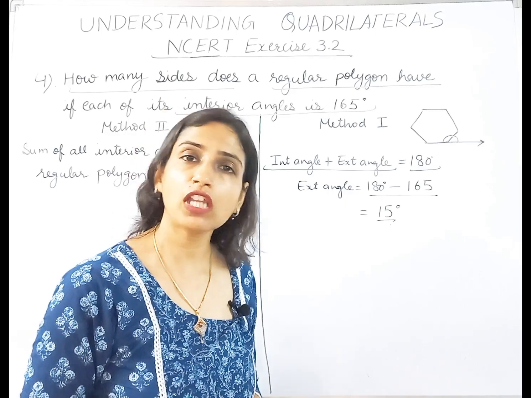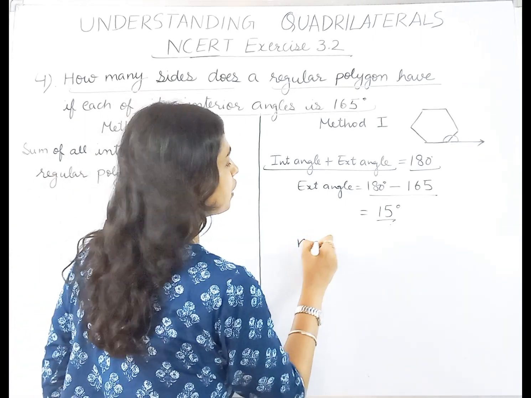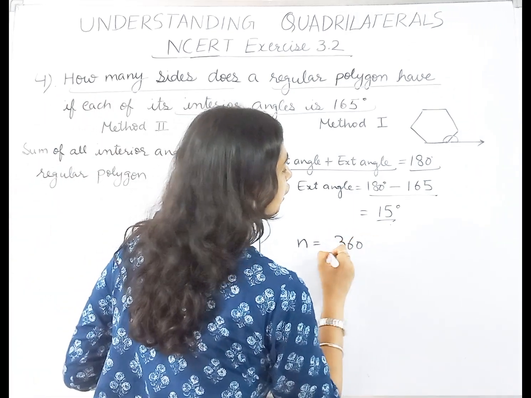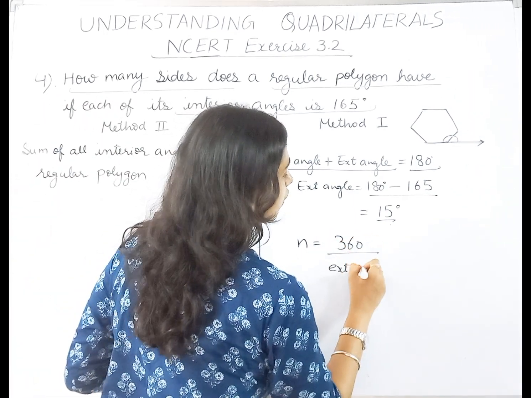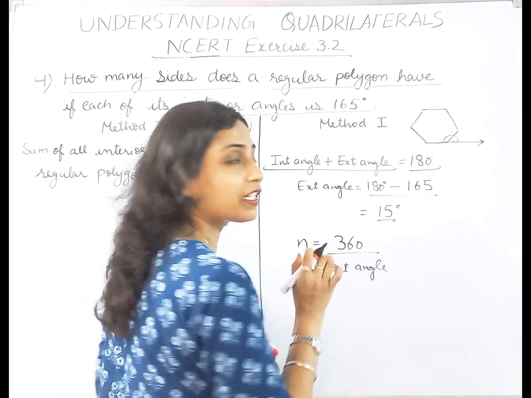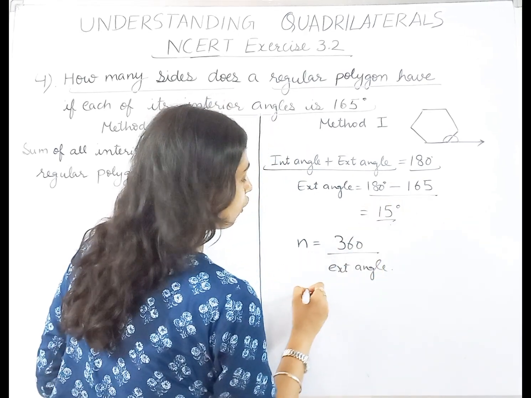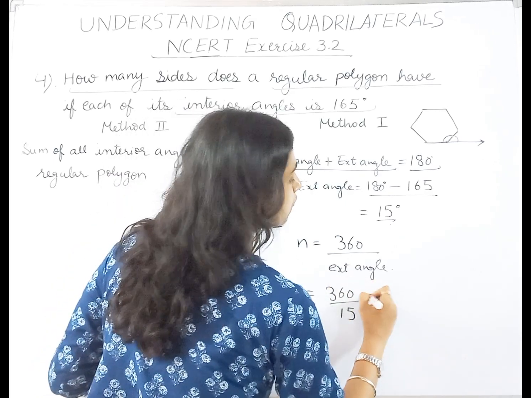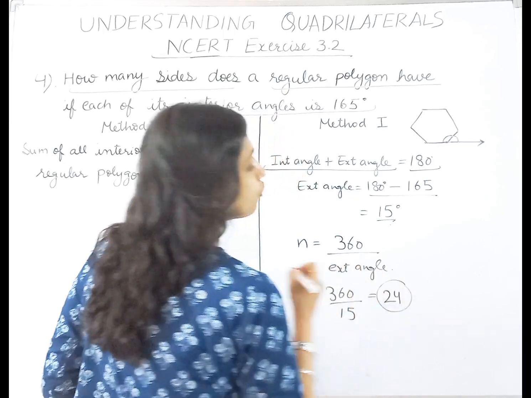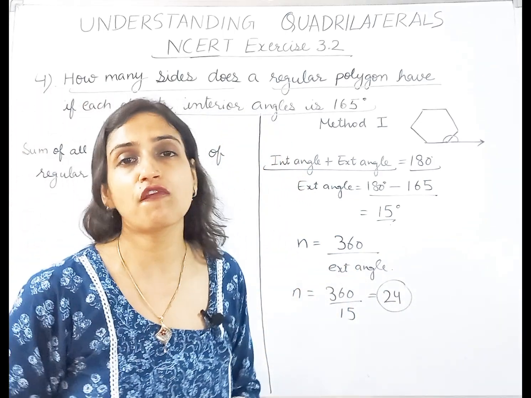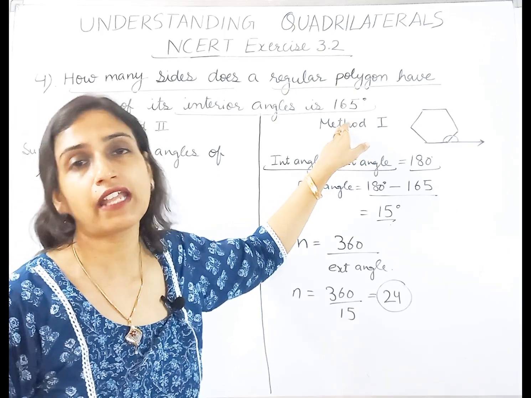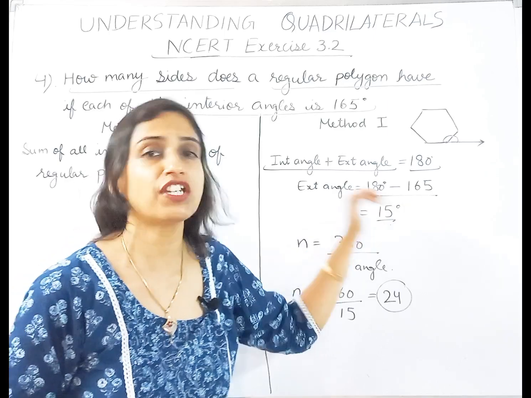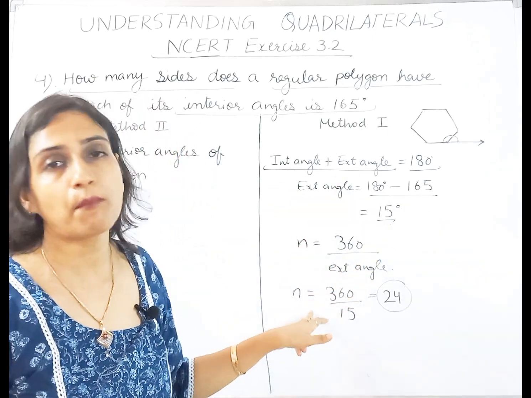So now we can find out the number of sides. The number of sides of a regular polygon is equal to 360 divided by each exterior angle. And we have calculated the value of the exterior angle, 15. So now the number of sides becomes equal to 360 divided by 15, and n comes out to be equal to 24. So 24 is the number of sides of a regular polygon whose interior angle is 165. So in this method, first we calculated the exterior angle and then we calculated the number of sides.